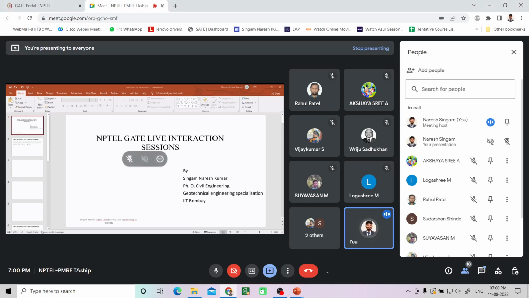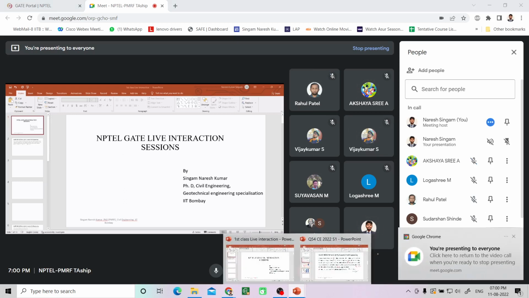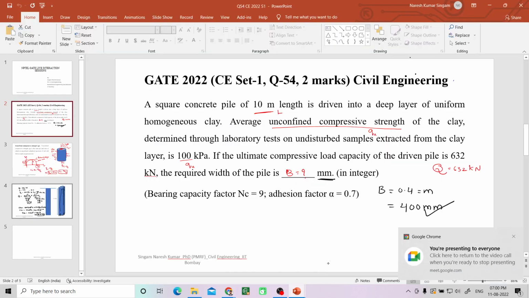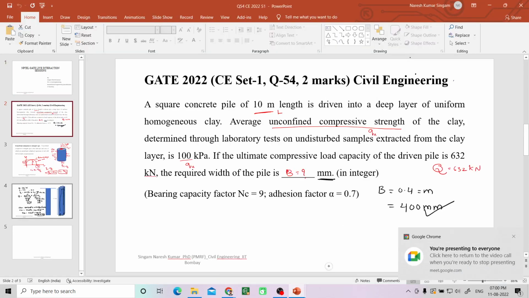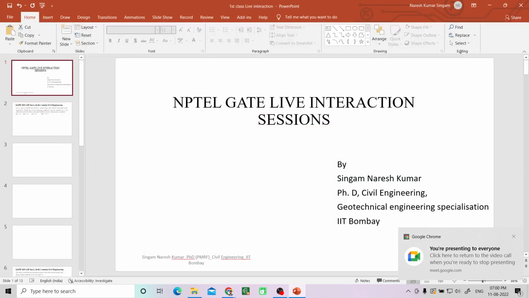Can someone tell me whether my screen is visible? That PowerPoint presentation screen is visible? It's okay. Okay, fine, fine. So, can someone tell me?